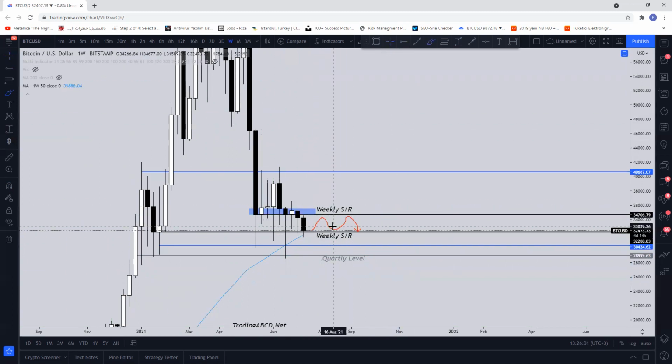These two weekly levels plus the MA50. If we lost this level, then shorting is okay towards the daily support here and the quarterly levels. And if we could reclaim or cleanly break through 34.7, then longs are preferred to target the upper SR level around 40K. That's it, as simple as it is. These are the levels I am watching now.